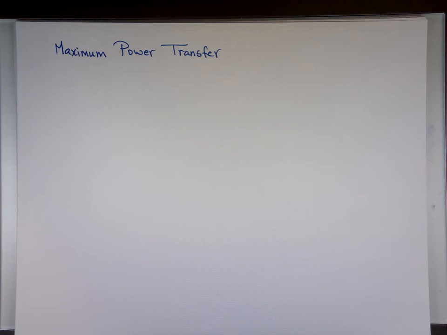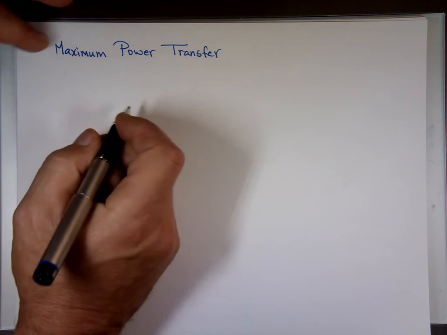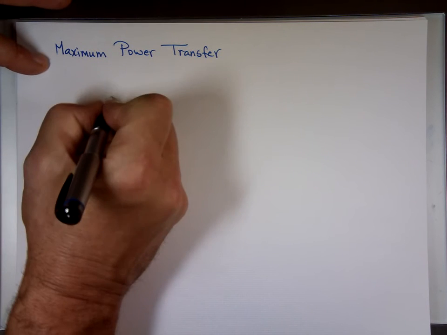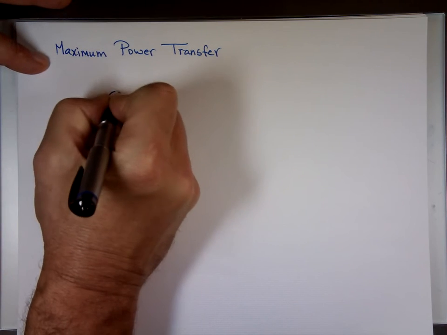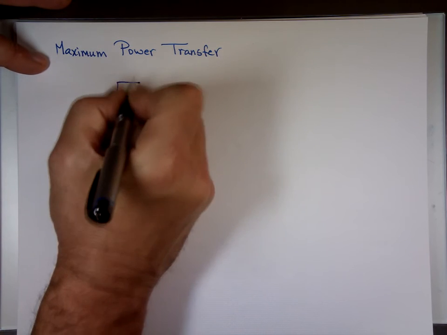How do we find the maximum power transfer to a load? Again, I'm asking, I want to make sure my load has the maximum power transfer. I could have any circuit I want. For example, I'm not going to solve this yet, but I could have a circuit that looks like this. Some voltage source here, I won't even give you numbers, and a resistor there.